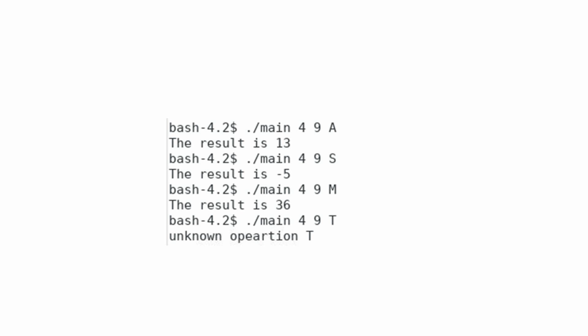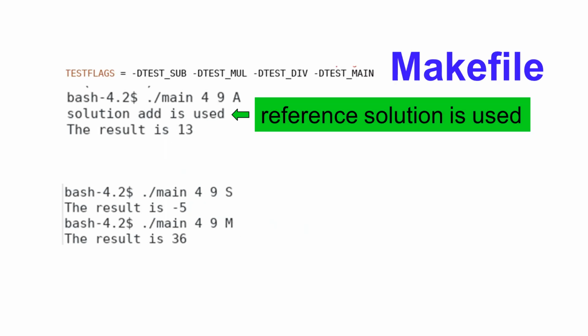If we remove -D TEST_ADD from the test flag, remove all object files, and run make again, this is what we get. If the operation is add, the reference solution is used. For subtraction and multiplication, the reference solution is not used. Makefile can be used for testing.